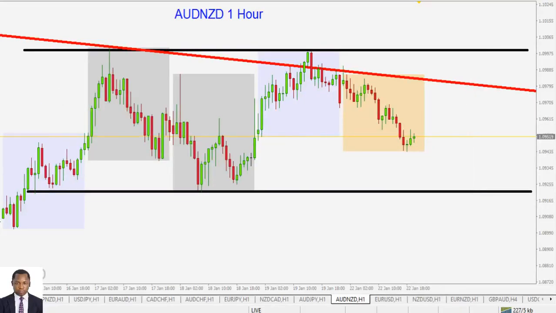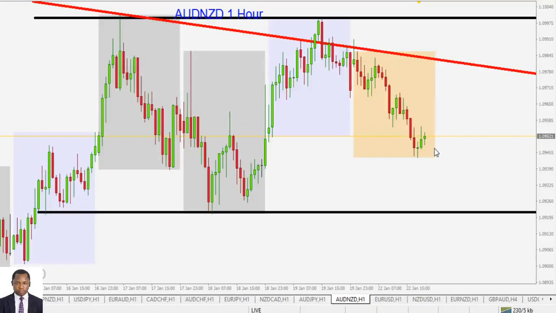We need price to come alive. We need price to always trade in good momentum.